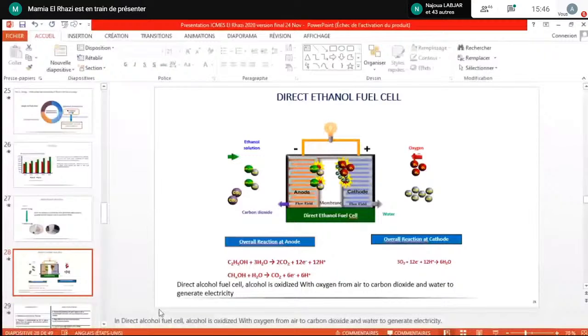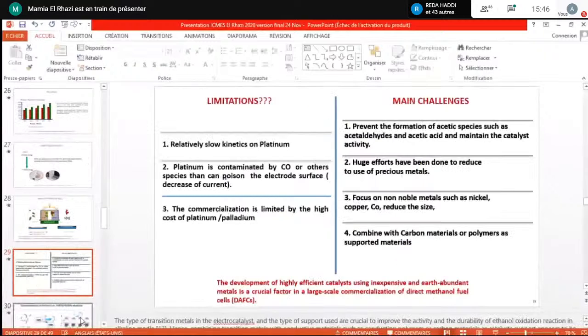But what are the limitations of the direct ethanol fuel cell? As you know, the most used catalyst for direct alcohol fuel cells is platinum. But the oxidation of alcohol is relatively slow on platinum, and also platinum is contaminated by CO and other species that can poison the electrode surface, and we have a decrease of current. The commercialization of this kind of material is limited by the high cost of platinum and palladium.